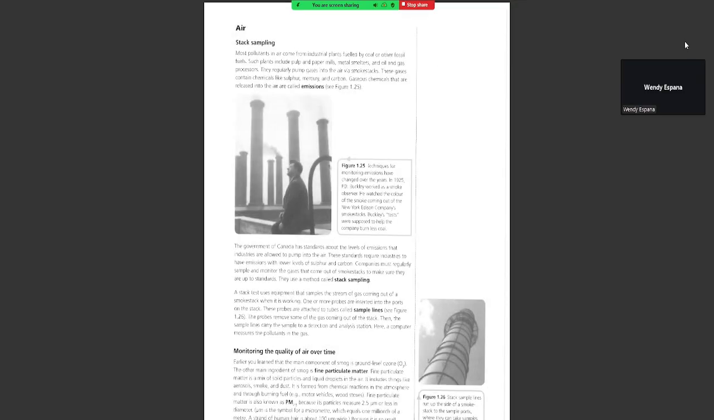Okay, we're now going to move into air. We haven't really talked about sampling air, monitoring air, but it is extremely important. We've talked a lot about how in the summer we had a lot of smoke in this area, and that the smoke caused a lot of health issues, and made it hard to be outside and enjoy the outside because of the air quality. That's what we're going to talk about. There's lots of different ways that we measure air quality. We're going to start by talking about stack sampling.